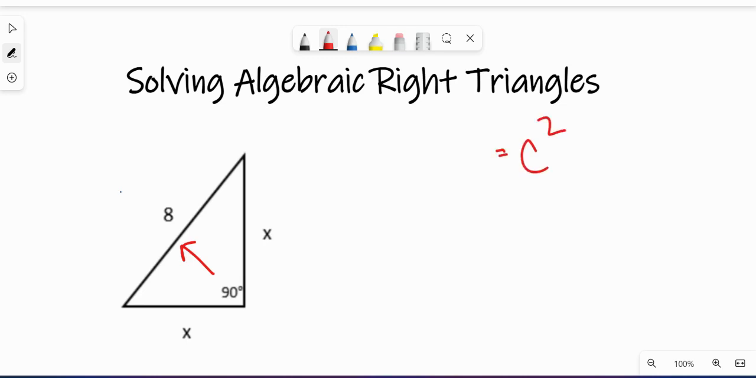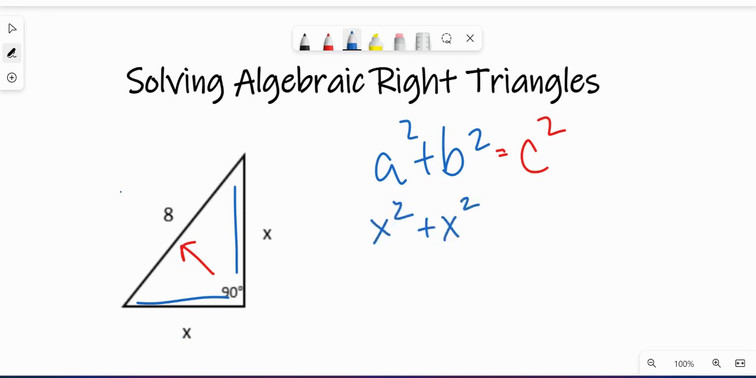So that's going to be my c squared. And the legs are the sides that make up the 90-degree angle. And both of those are x in this case. So remember, my Pythagorean theorem is a squared plus b squared equals c squared. And then I just plug in, okay? x is this leg, x is this leg. So we have x squared plus x squared equals, the 8 is the hypotenuse, so 8 squared.